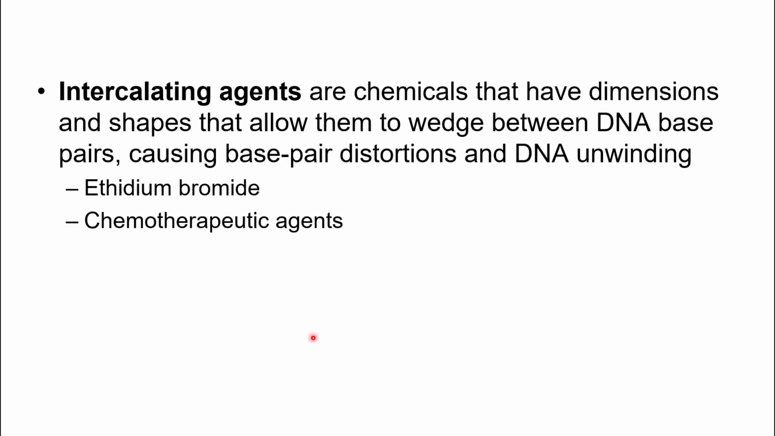We can have things called intercalating agents. These are chemicals that have dimensional shapes that squeeze themselves in between the DNA bases and break those hydrogen bonds. And so they can cause distortions in the DNA. This causes that DNA to unwind, and during replication, there are a lot more mutations that occur because things are being pulled further apart. Some common intercalating agents are things like ethidium bromide. We use that to actually visualize DNA in gels when you do gel electrophoresis. A lot of chemotherapeutic agents are intercalating agents.